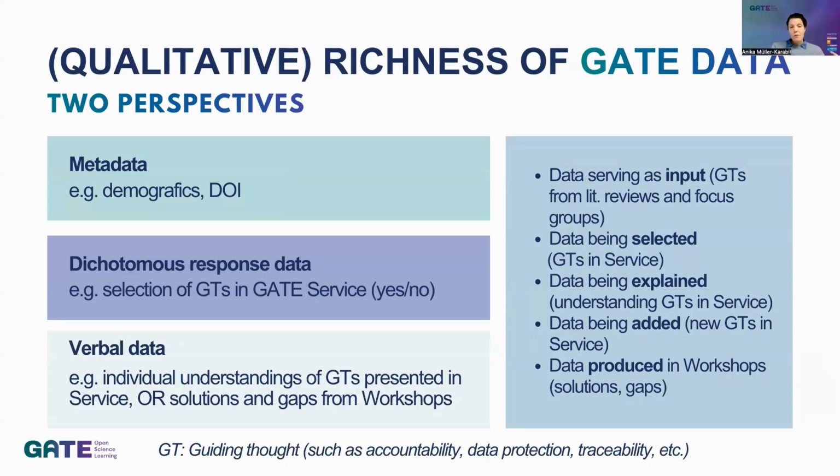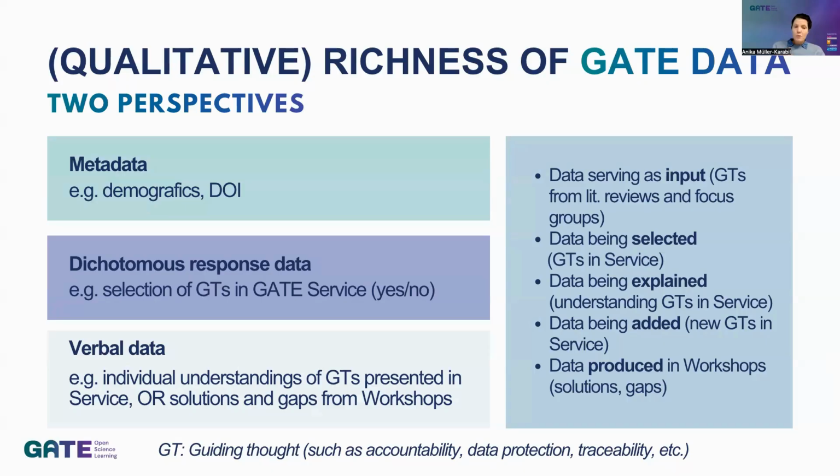And then we have data from closed questions. So that's dichotomous response data. So it's a yes or no, basically. Did they select this guiding thought in the service or did they not select it? That's also not so super problematic to look at. And then we have a very big box of verbal data, various verbal data.